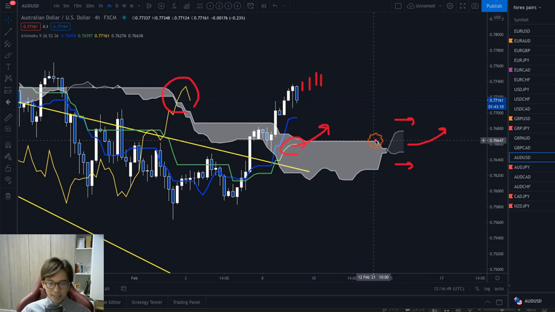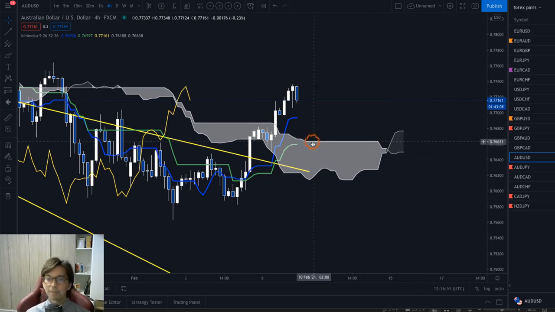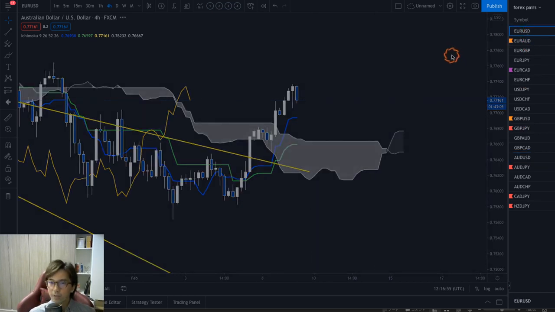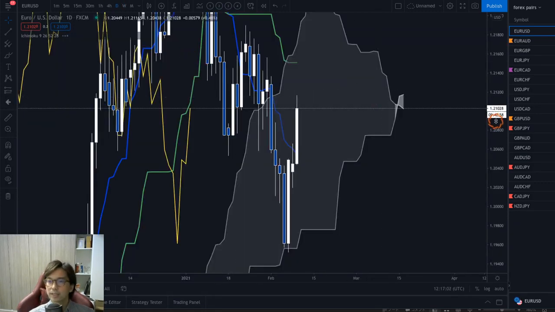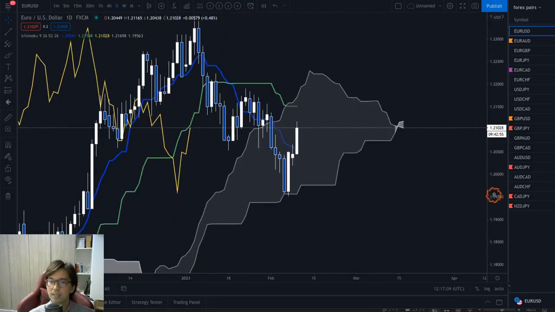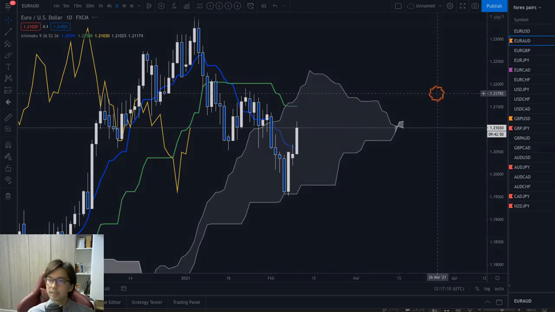So I hope that makes sense to you. And so let me check a couple of other charts for now and see which one's ranging, trending in a daily chart. So Euro USD is right in the Kumo here, so it's range completely. I won't look for any trade chances.